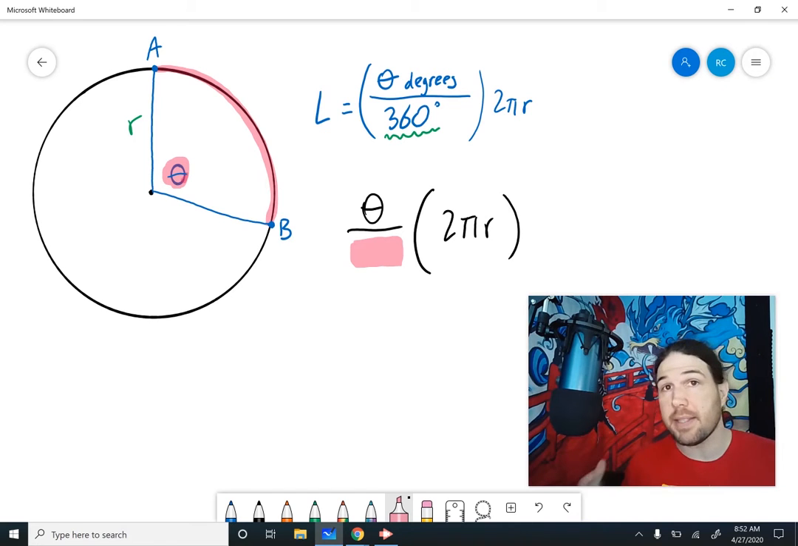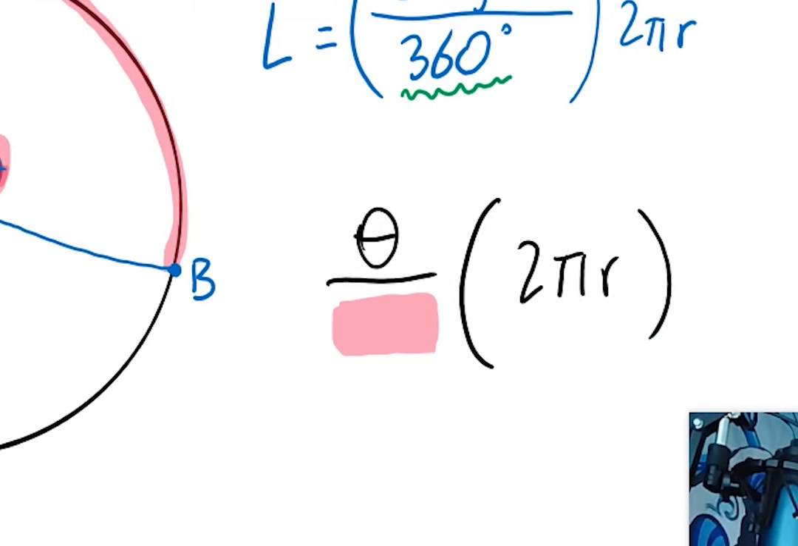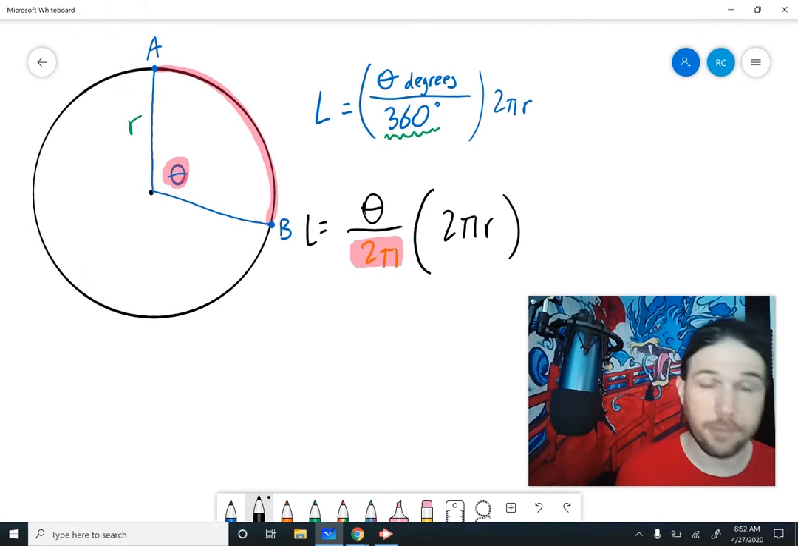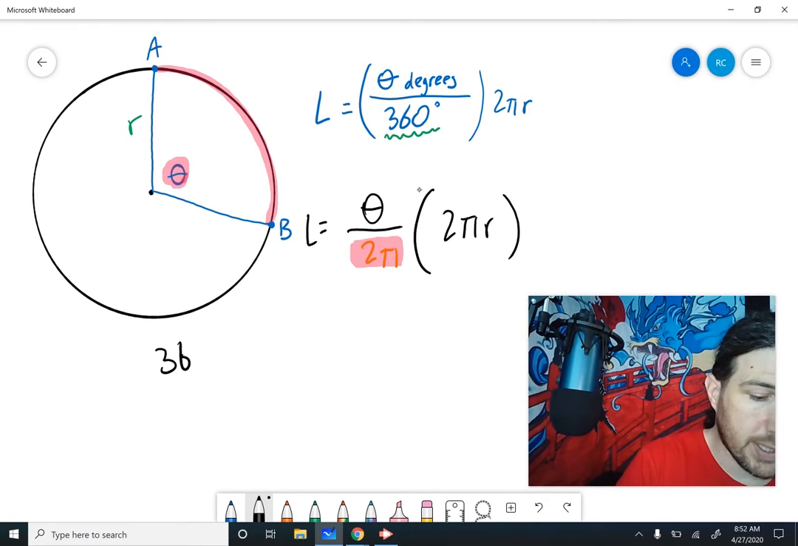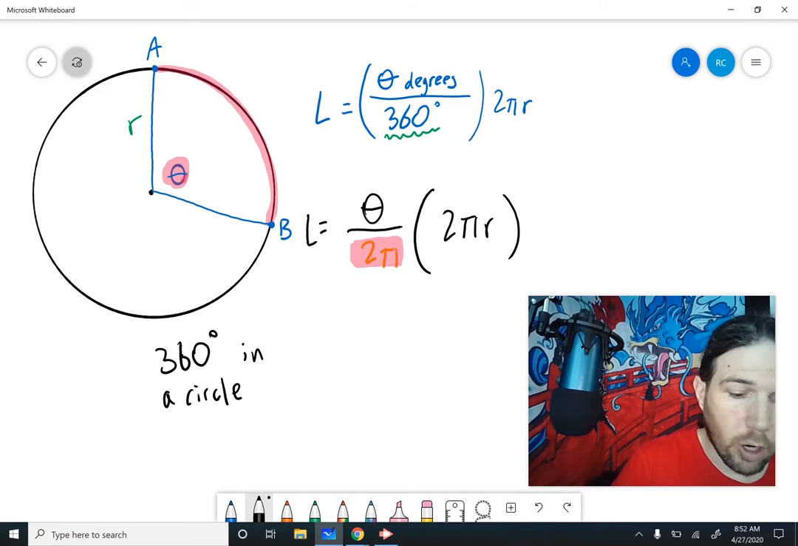If theta is going to be in some other unit that isn't degrees, we get to choose how many of that unit fills up an entire circle. So what mathematicians very cleverly decided to do was take this denominator and make it 2 pi. This has a couple of implications, okay? First off, there are 360 degrees in a circle. There are 2 pi radians in a circle.